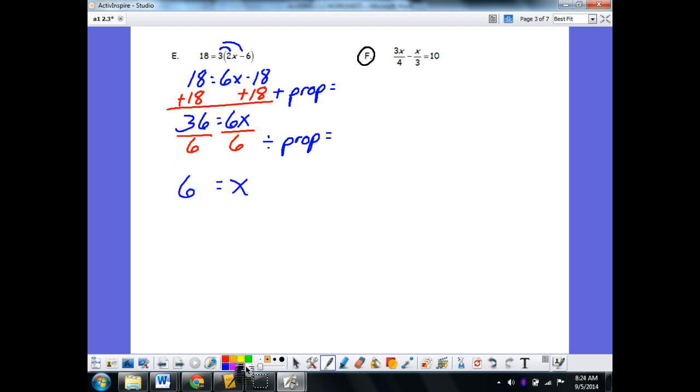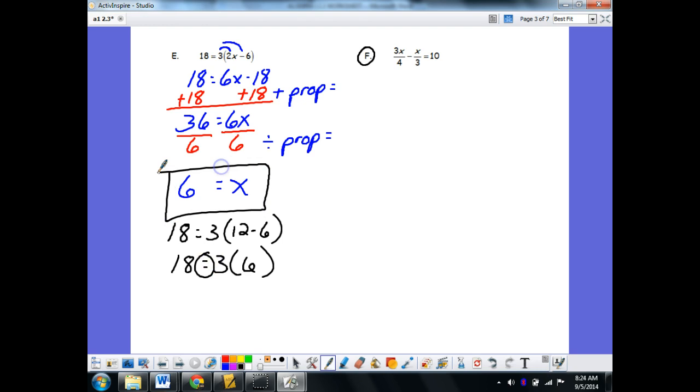And quick check, is 18 equal to 3 times 2 times 6 is 12 minus 6. 12 minus 6 is 6, and that is in fact equal. So therefore, x equals 6. In the next video, we will talk about how to handle those fractions.